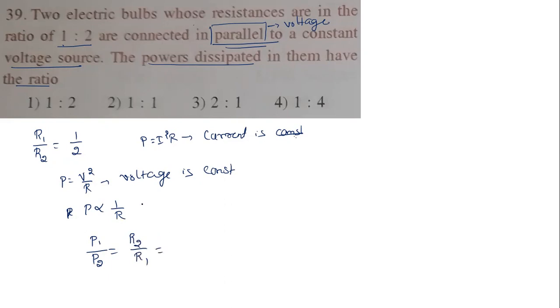So what is R2 by R1? They are given the ratio 1/2. Then it will become 2/1. So what's the answer? 2:1. That is the answer for question number 39.